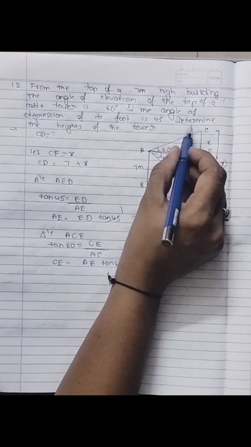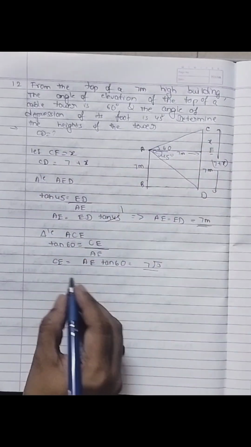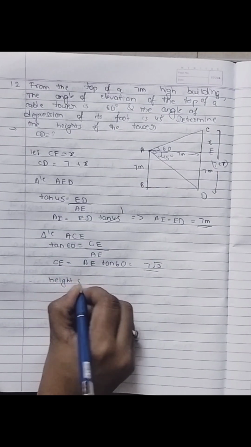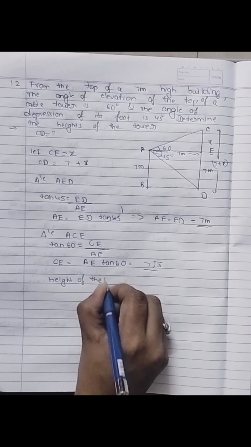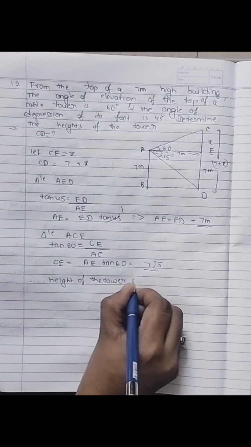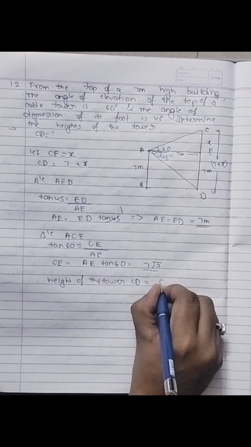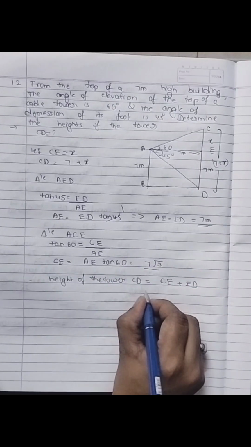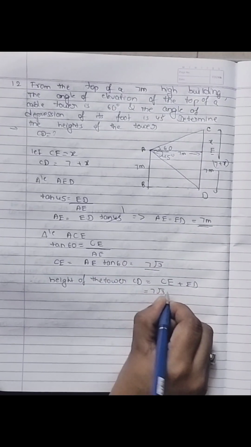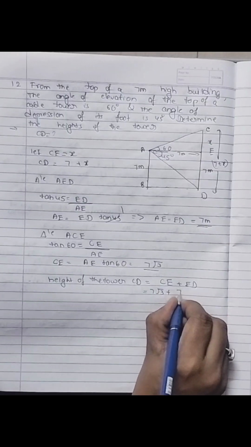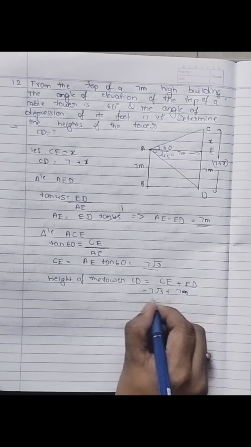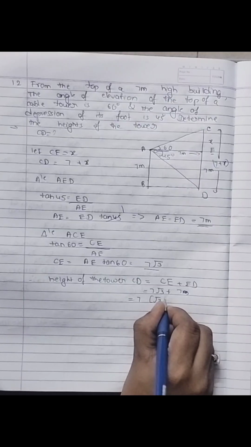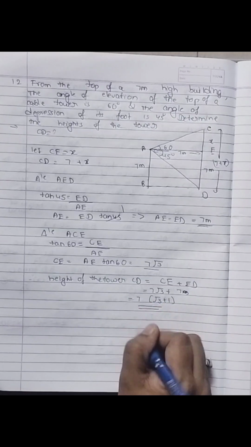And what we have to find out? We have to find out the height of the tower. So therefore, the height of the tower is given by CD here. So CD is the addition of CE plus ED. So CE we have found as 7 root 3 and ED is 7 meter, right? So can we take 7 outside here? So 7 into root 3 plus 1 is the height of your tower.